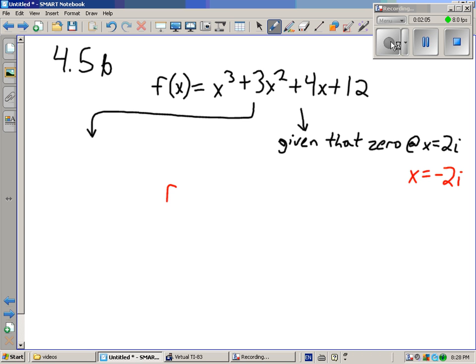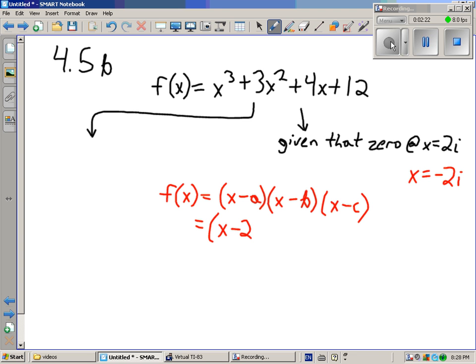So let's set it up. F of x is equal to x minus some number a, which is one zero, x minus some number b, which is another zero, x minus some number c, which is our last one. We plug in what we already know. We have x minus 2i, x plus 2i, x minus negative 2i. And finally, our x minus c, which we don't know.